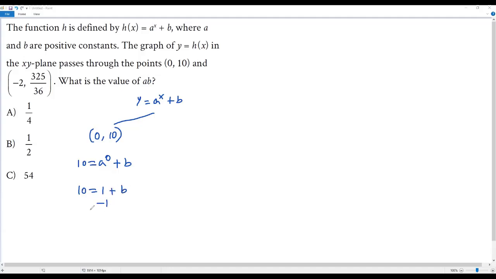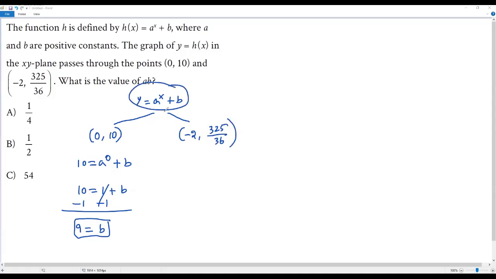To solve for b, I have to subtract 1 from both sides. When I do so, 10 minus 1 is 9. So I got b is equal to 9. Still, I have to get the value of a. So for that, I'm going to take the second point now. What is the second point? That is (-2, 325/36).